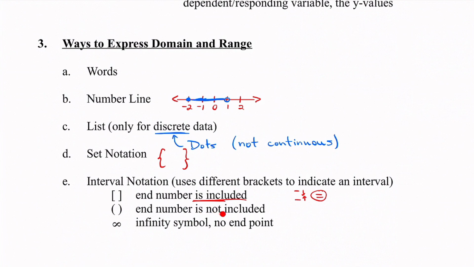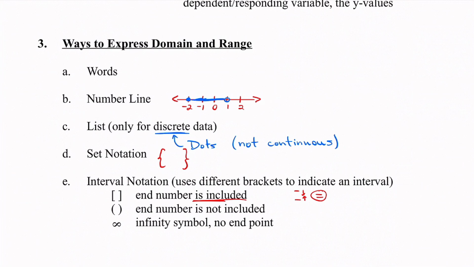It's when that end number is not included, so you don't actually include the point. Maybe it's like an 8 and you got a round bracket around it like this, that means you're not actually going to be including the 8. And again, we'll see some examples where we use this.